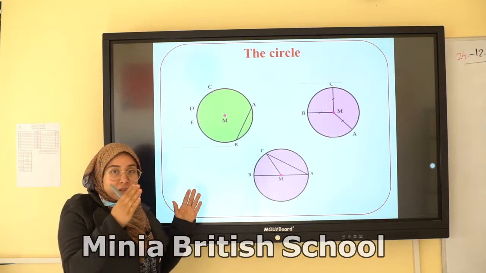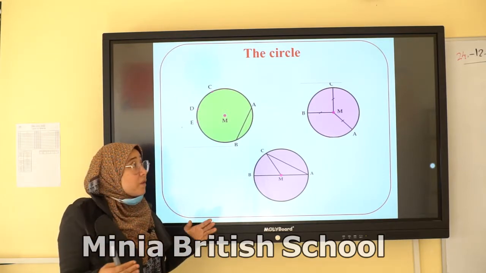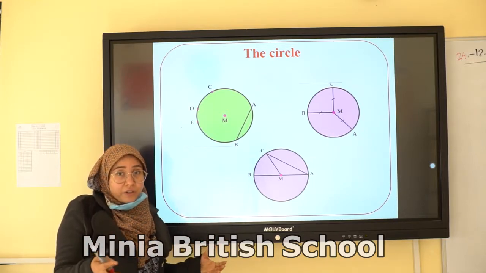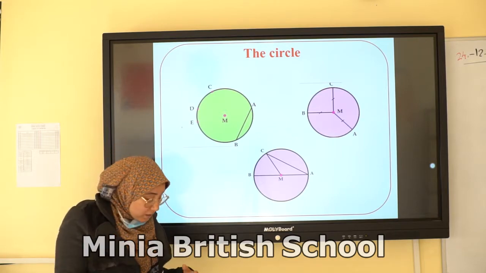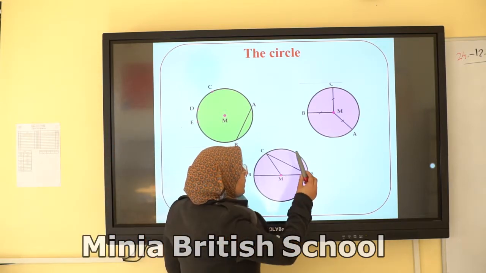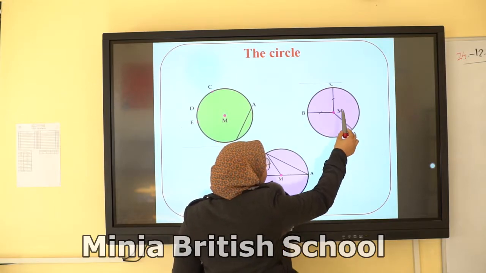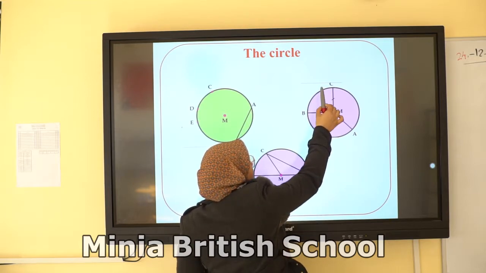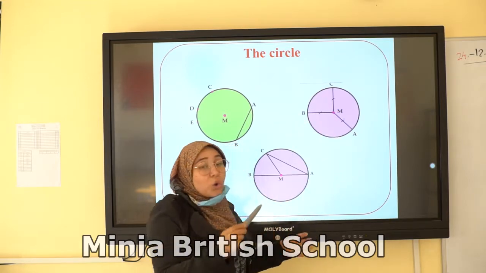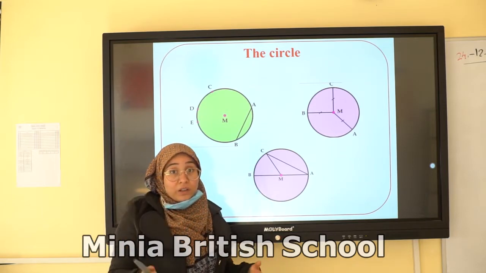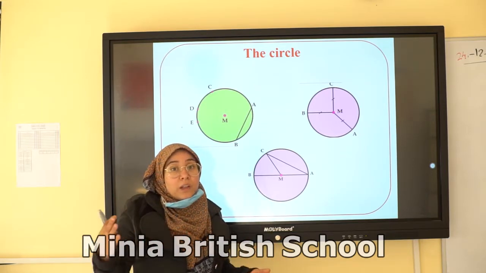And we have some concepts of the circle like radius, diameter, and chord. First, what is the meaning of radius? Radius is the line segment joining the center of the circle and any point on the circle. Like here, MA, MC, and MP are called radii of the circle, and all radii of the same circle are equal in length.